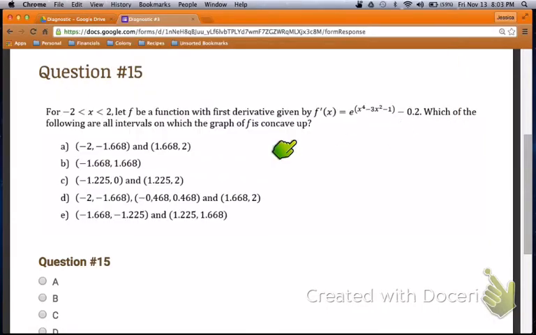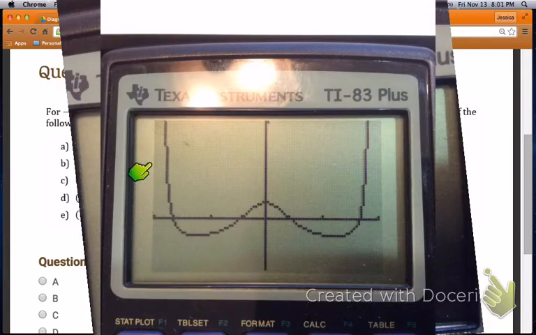It says, which of the following are all intervals on which the graph of f is concave up? Now remember, when the original function is concave up, we're looking for where the first derivative is increasing. So I'm looking for where this function is increasing. To figure that out, it's helpful to know these values, so you can use the trace feature of your graphing calculator.